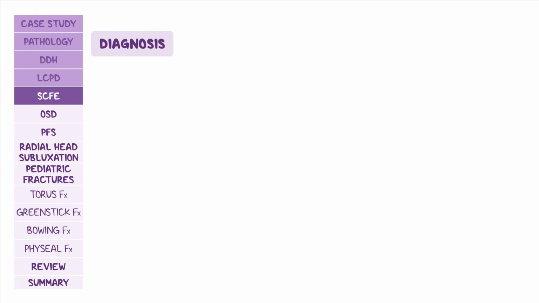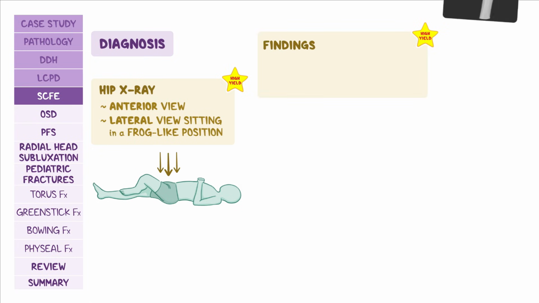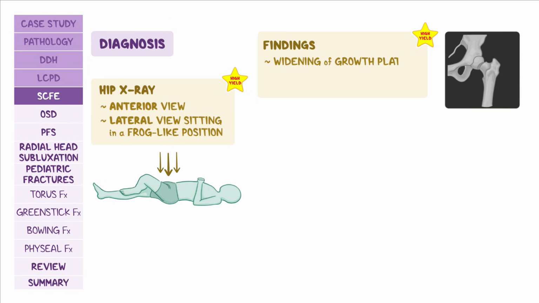Diagnosis of slipped capital femoral epiphysis includes imaging studies like a hip X-ray. To better visualize both hip joints, the X-ray should be obtained in both an anterior view as well as a lateral view with the individual sitting in a frog-like position. Some characteristic X-ray findings of SCFE include widening of the growth plate, as well as anterolateral and superior displacement of the femoral neck relative to the head.